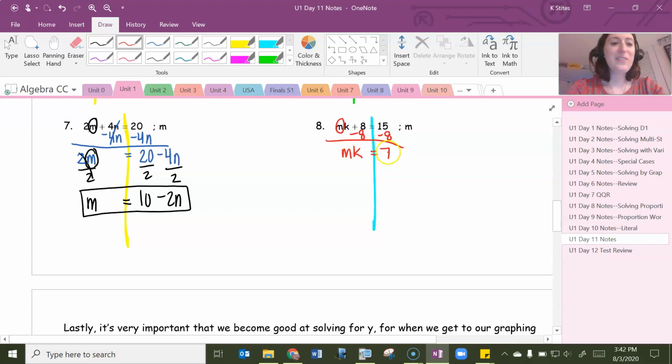Okay, this is different than here. 20 and 4n were not like terms. 15 and 8 are both numbers. You can subtract them. And then we're still solving for m. So what's your final step? Divide by k. Okay, 7 divided by k can't reduce, so you're just going to leave it as 7 divided by k.